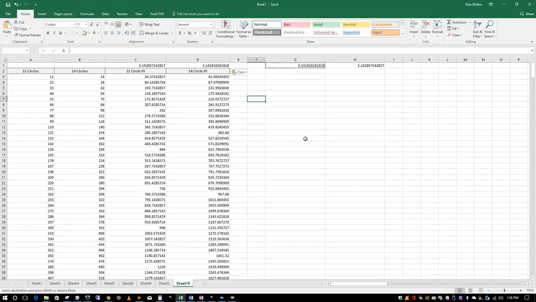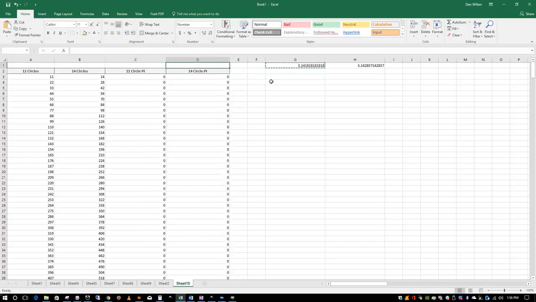Let's use the 3.141818 and we'll put that in the 11 circle column. And we'll take the other one and we'll put it in the 14 circle column. Now look what happens.